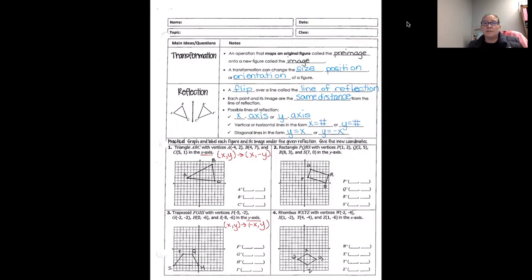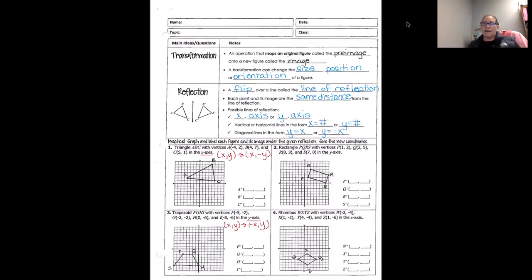A reflection is a flip over a line called the line of reflection. Each point and its image are the same distance from the line of reflection. And there are possible lines of reflection like the x-axis, the y-axis, x equals a number, y equals a number, and diagonal lines y equals x or y equals negative x.